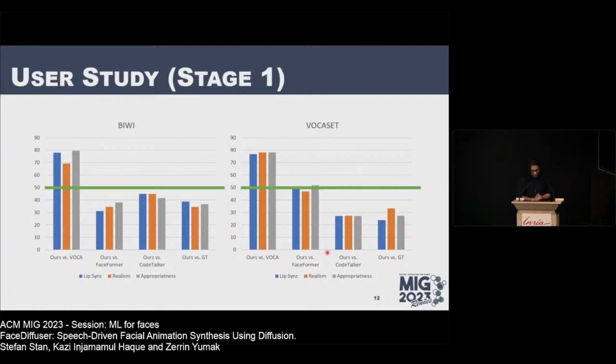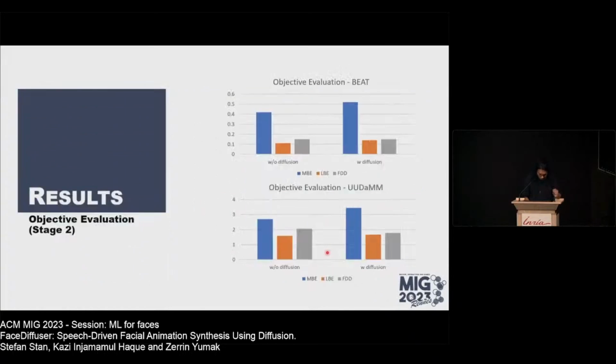There's a clear preference for our results over Voca, but for CodeTalker and FaceFormer, yes, they won with respect to the BB data set. With respect to the multi-face set, we are on par with FaceFormer, but CodeTalker has a clear preference. And last but not least, the ground truth. When comparing with the ground truth data, the ground truth was perceived better, which is expected, and it is the same pattern that we see in the literature as well.